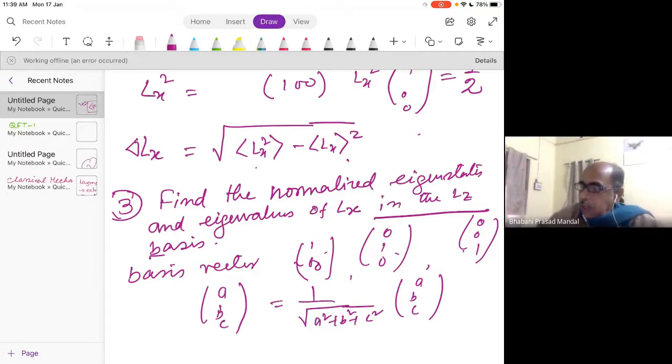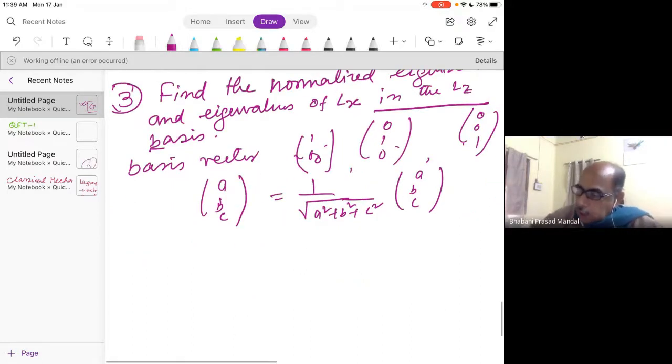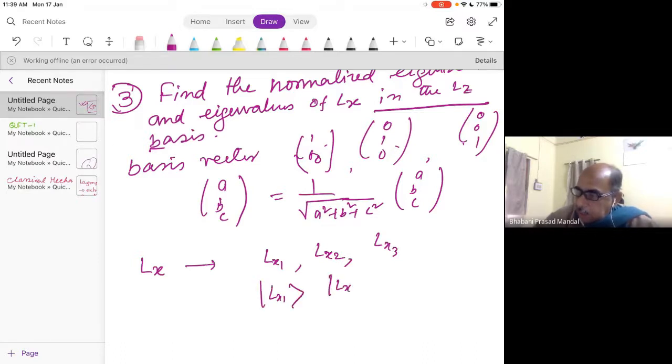Okay. So what you have to do is first diagonalize this Lx. So you can find, say, Lx1, Lx2, there are three eigenvalues, you will get Lx3. You will get three eigenvectors, Lx1, Lx2, and Lx3. Okay?